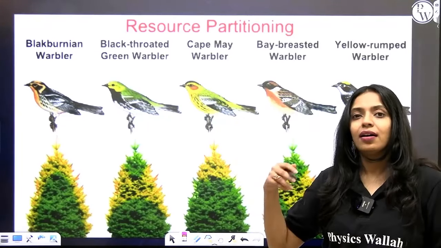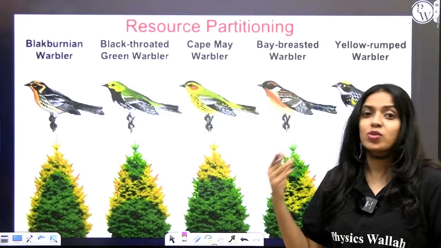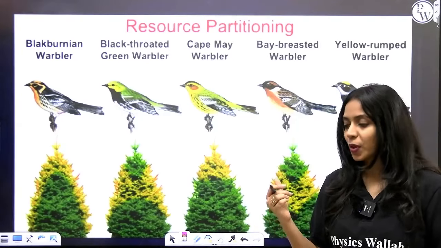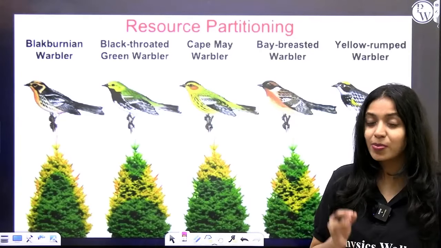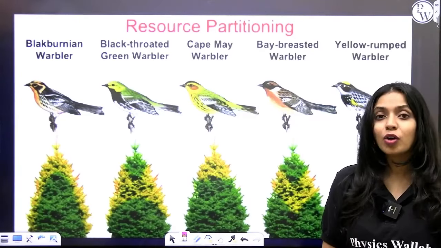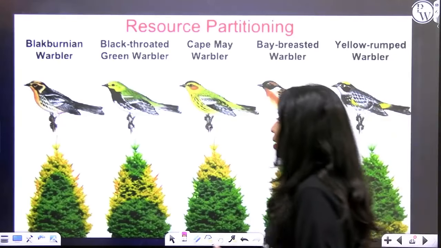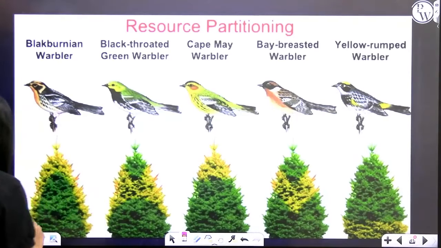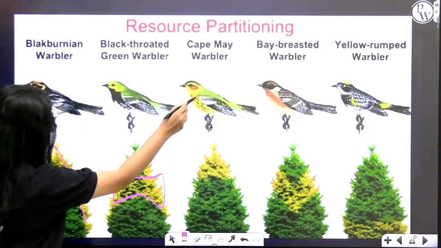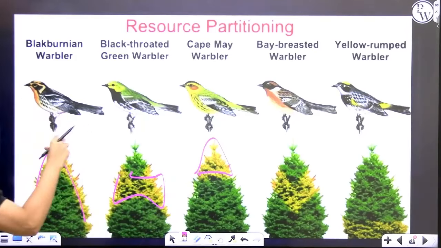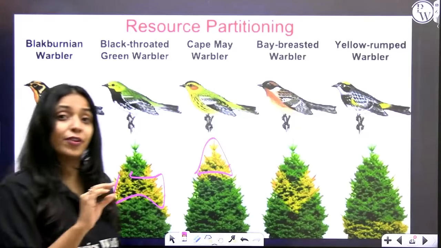Because one of these species is competitively superior, it will not eliminate the other species, but it will come up with ways to coexist in that same area. So this one will feed in this area, this one will stay in the middle, this one will stay at the tip. So they have different places of staying, different food eaten.